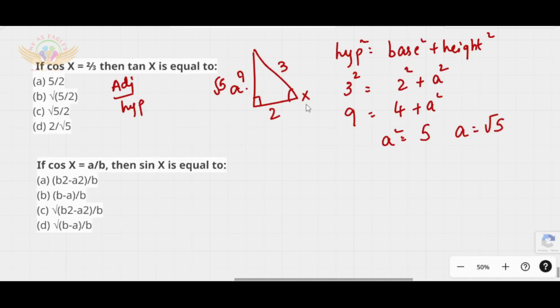Now what is tan x? Tan x is nothing but opposite by adjacent. What is opposite here? Root 5. Root 5 divided by 2. So B is the option.